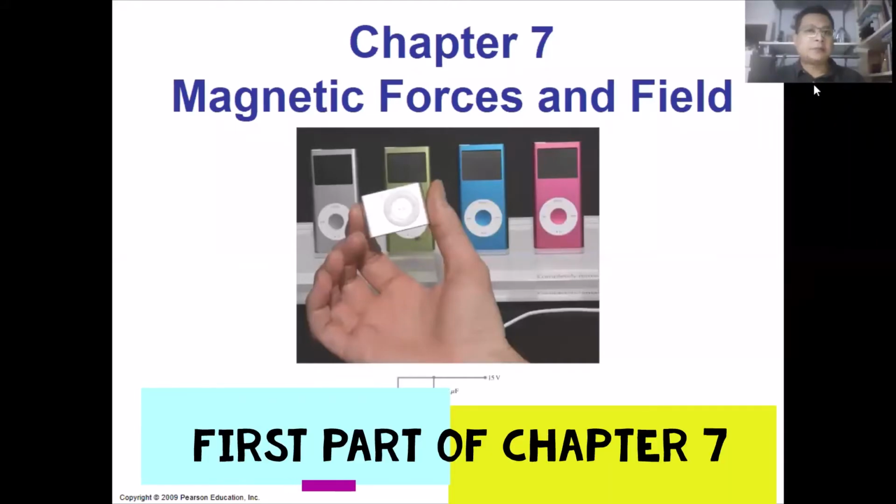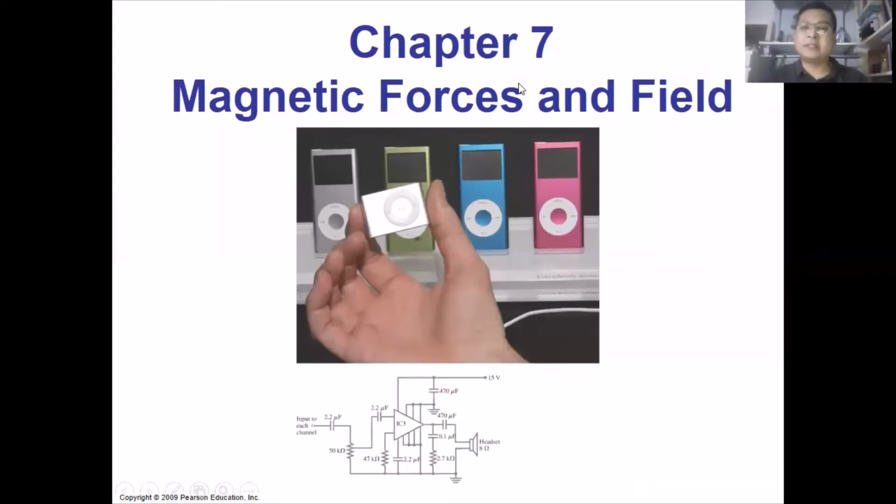Today I would like to introduce chapter 7, discussing the magnetic force and field. Actually, this is one part of chapter 7. The first part we will discuss is the magnetic force and field. The second part we will discuss is the electromagnetic force and field. But first we discuss the relationship between magnetic and electrical.